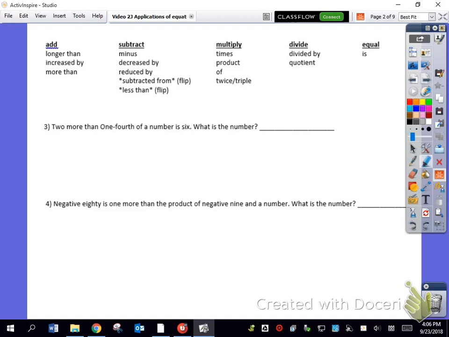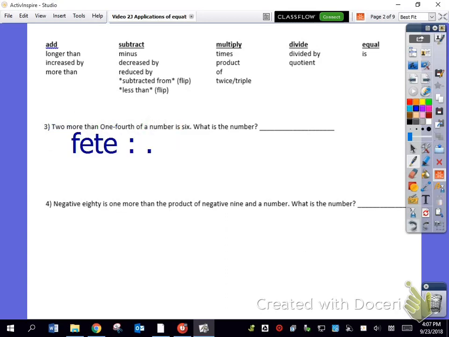Number 3, some key words. More than. Fourth of a number, and then you've got is 6. So let's go back and look. More than, anytime you see "than," you've got to switch. So 2, more is plus. So plus 2. Anytime you see the hyphen, that means you're going to have a fraction. So 1/4, I put 1 over 4. Of is times, and you have a number.